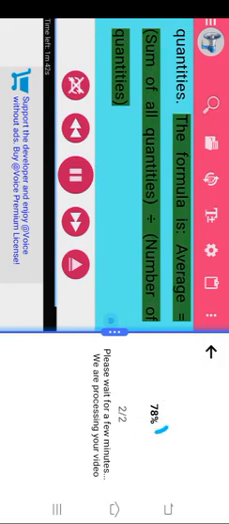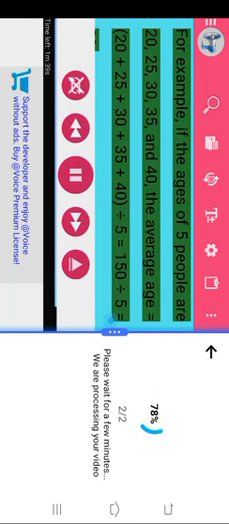The basic average is defined as the sum of quantities divided by the number of quantities. The formula is average equals sum of all quantities divided by number of quantities. For example, if the ages of 5 people are 20, 25, 30, 35, and 40, the average age equals 20 plus 25 plus 30 plus 35 plus 40 divided by 5, equals 150 divided by 5, equals 30.